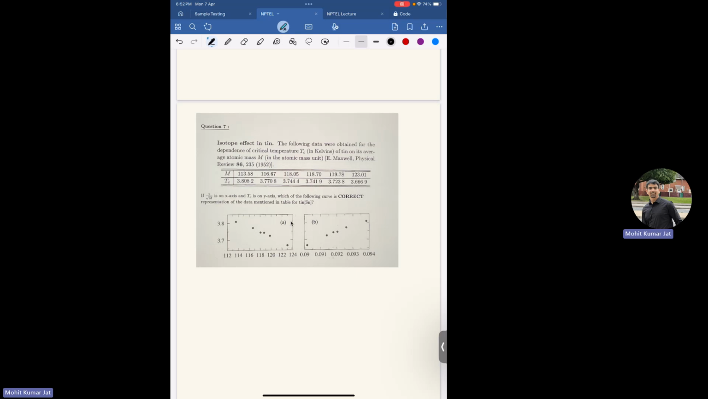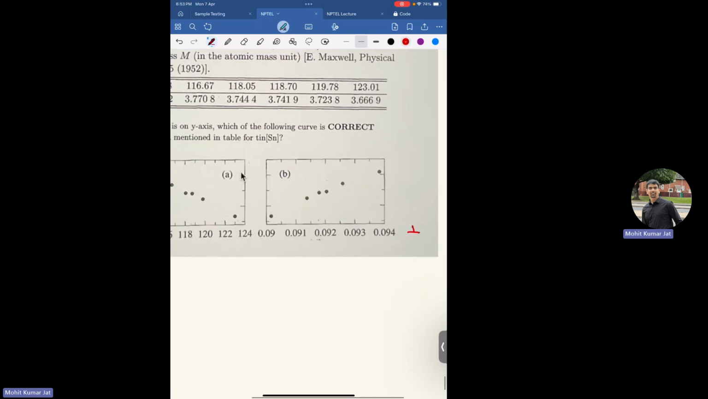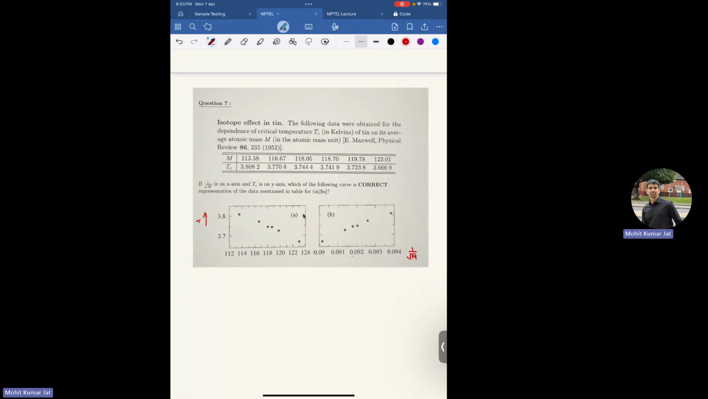Now, having said that, moving on to problem number 7, which says isotope effect in tin. So isotope effect, we know that the temperature will go as inverse of square root of mass. So the following data were obtained for the dependence of the critical temperature in Kelvin of tin on its average atomic mass. So m and Tc's are given. If 1 by root m is on the x-axis and Tc is on the y-axis, which of the following is correct?